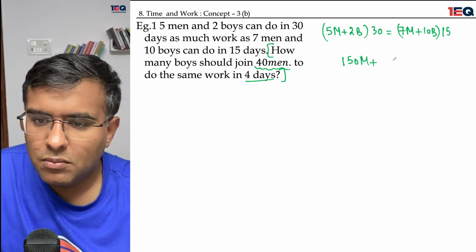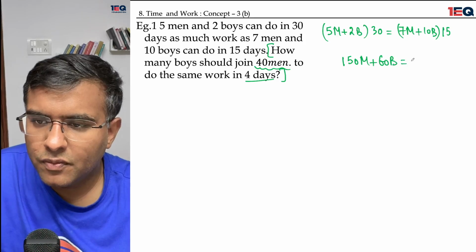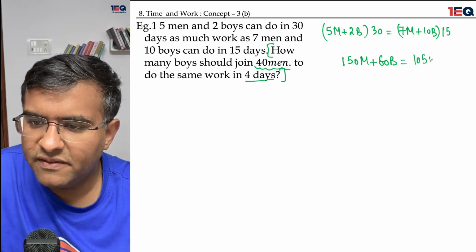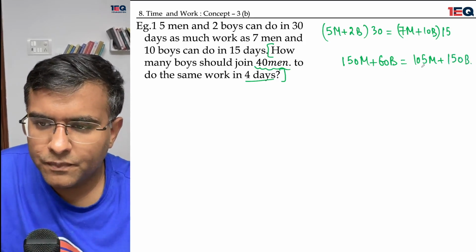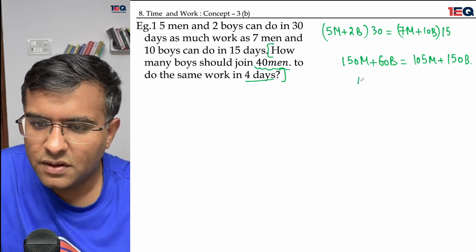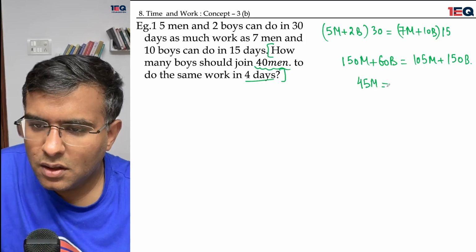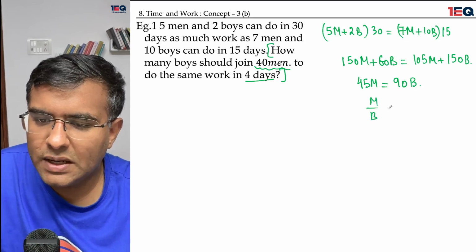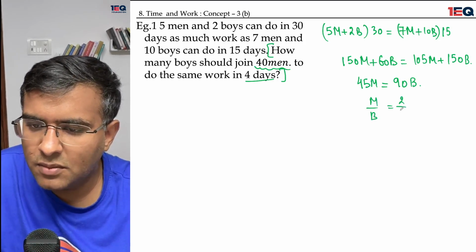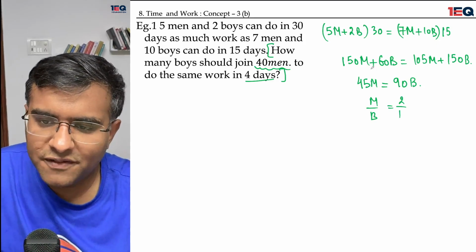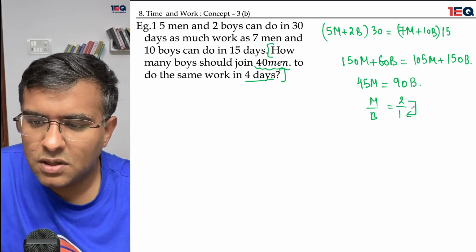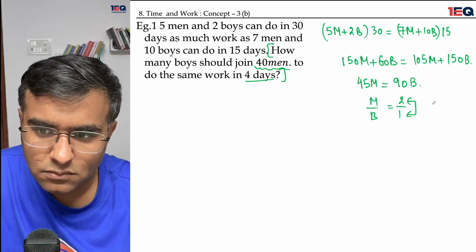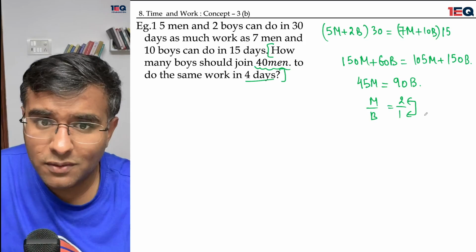150 m plus 60 b is equal to 105 men plus 150 b. Okay. I'm going to bring 105 here. This makes it 45 men is equal to 90 boys. From here, I can quickly write that men upon boys is nothing but 2 upon 1. 45 ones are 45, 45 twos are 90. So, men upon boys comes out to be 2 upon 1. I think we're good.